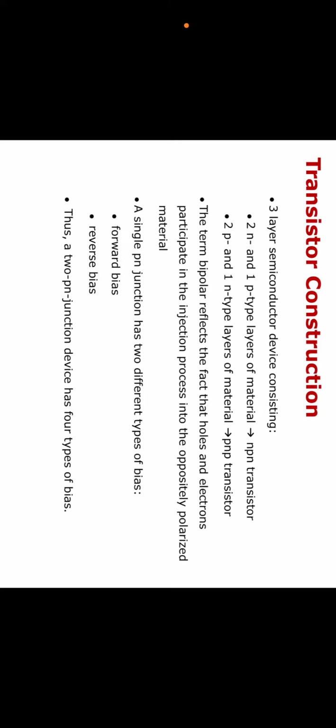A three-layer semiconductor device consisting of two N and one P type layer is known as NPN, and two P and one N type layer is known as PNP. The term bipolar reflects the fact that holes and electrons participate in the injection process into the oppositely polarized material. A single PN junction has two types of biasing: forward bias and reverse bias. Thus, a two PN junction device has four types of biasing.